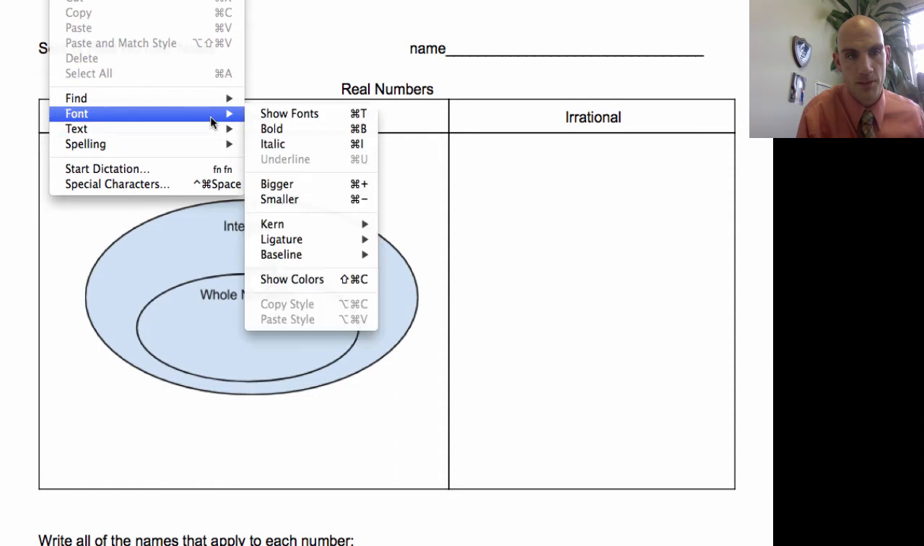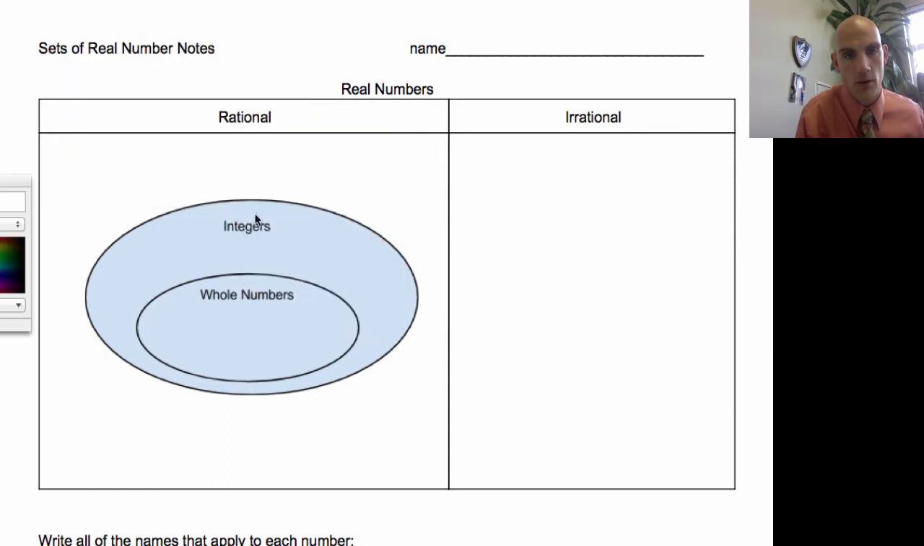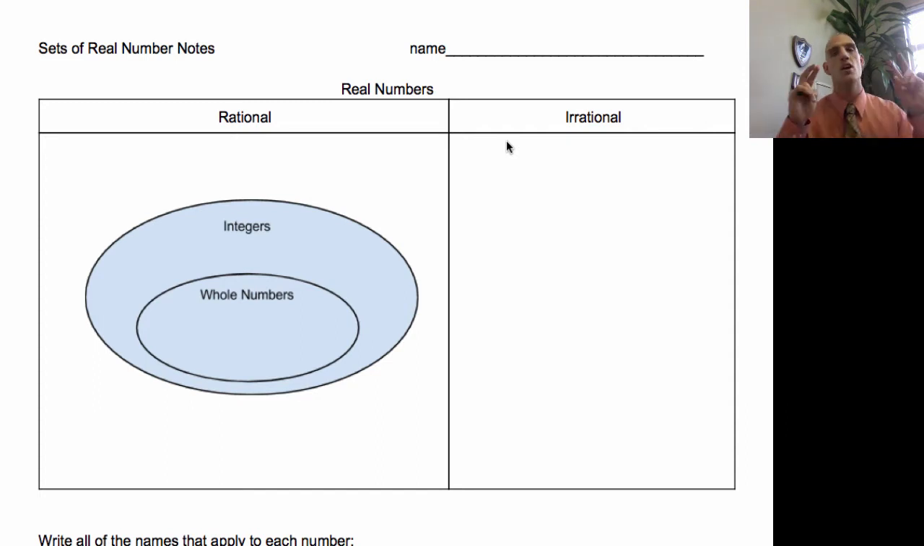Welcome back. Today we're going to talk about real numbers and the sets that they can be in. And so what we're going to do today is we're going to start to fill out this little chart here with some examples of numbers that would be real.